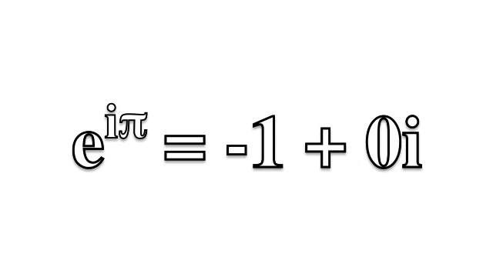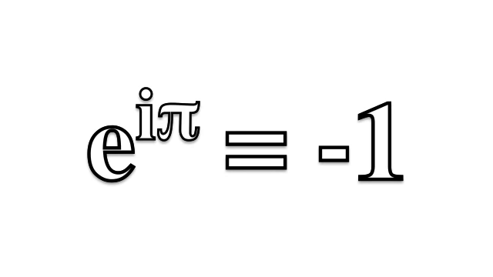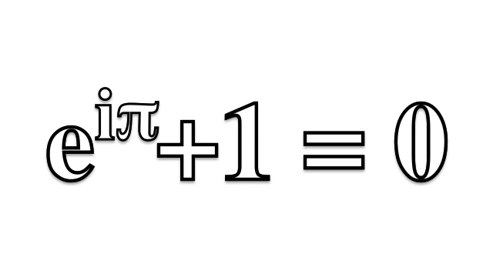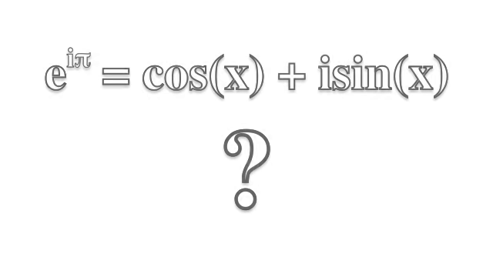Therefore, e to the iπ is simply -1 plus 0 times i. This can be simplified to e to the iπ is equal to -1, since anything multiplied by 0 is 0. This can also be written as e to the iπ plus 1 is equal to 0. But where does Euler's formula come from?